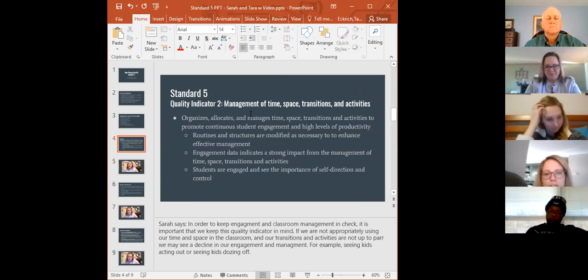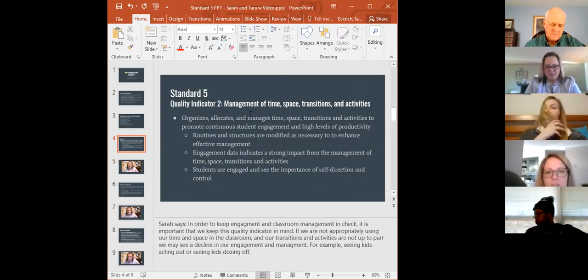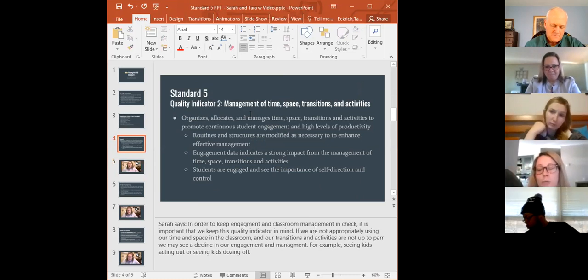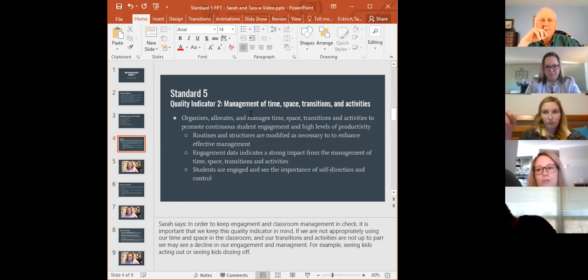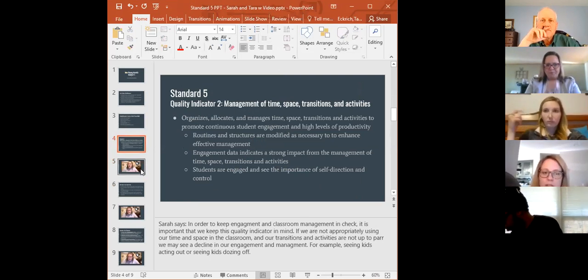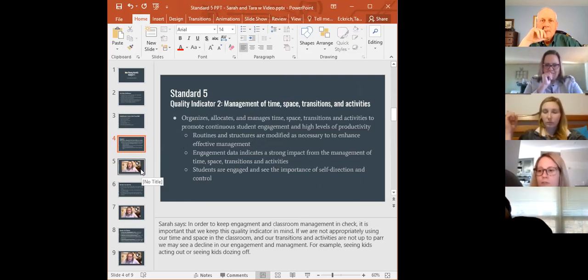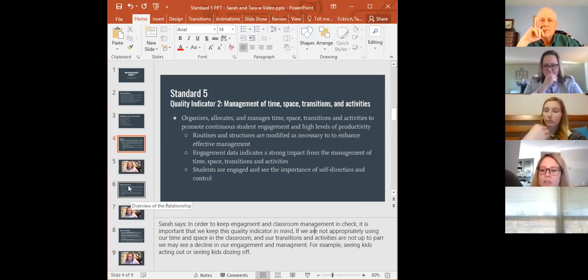So in terms of quality indicator 2, the management of time, space, and transitions, with role playing, you do have to have a good space to do it. You can't really do it in a crowded classroom. That's going to make it really difficult. So that's something to be cognizant of, because otherwise engagement can definitely float off. If you're kind of a mess and trying to find a spot to act things out, it can definitely lose engagement of the students.